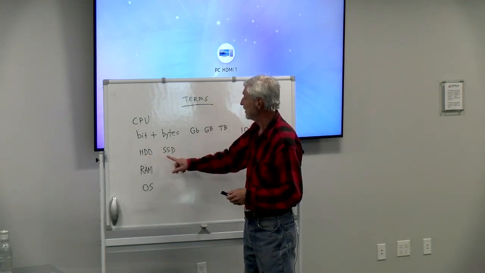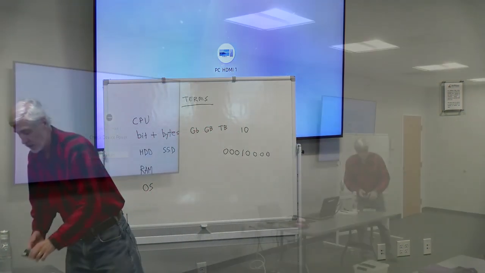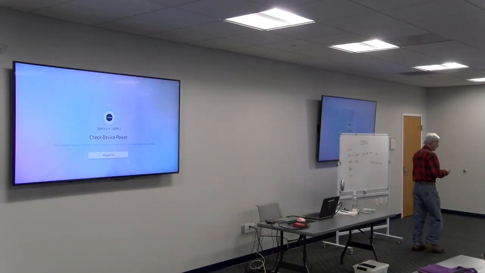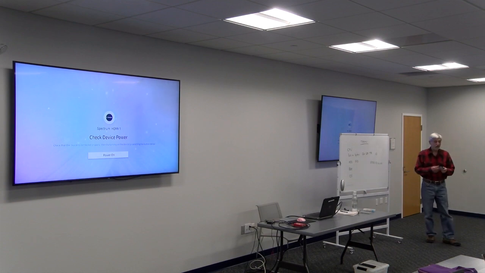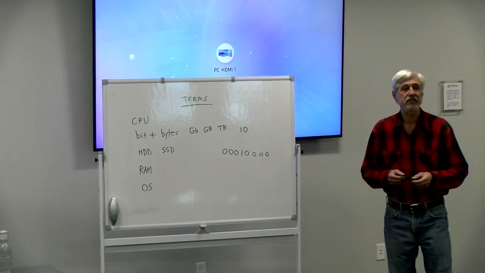Hard disk drives and solid state drives. And I've got an example of one here. IBM invented the first hard drive, called it the Winchester. It wasn't this small. It was the size of a refrigerator, basically, right?